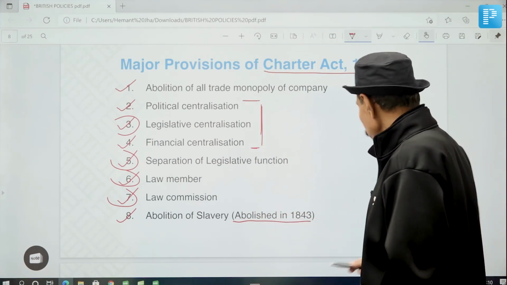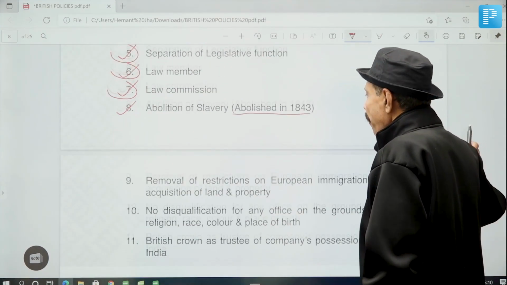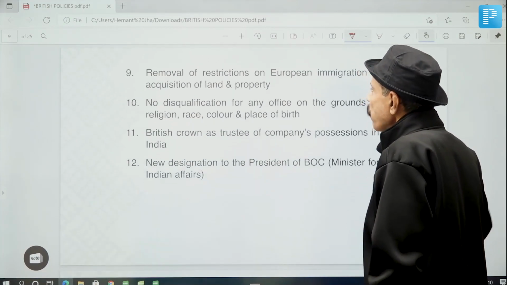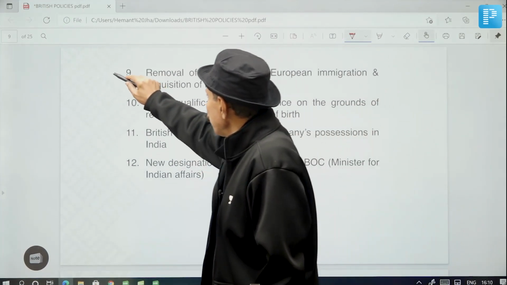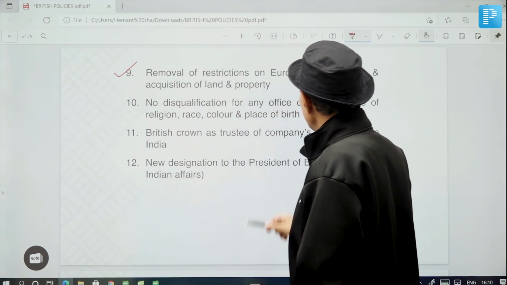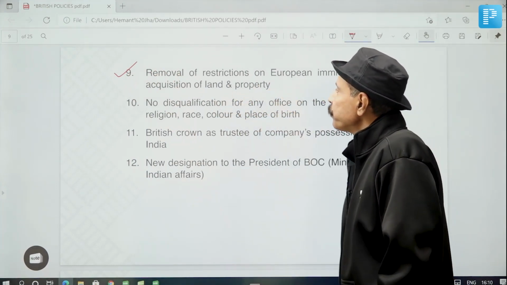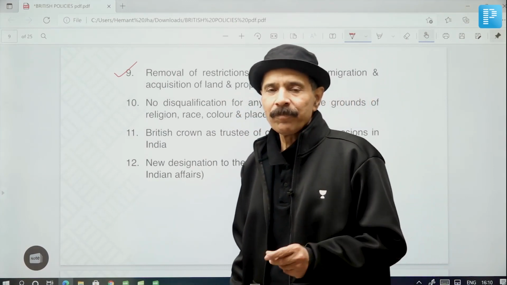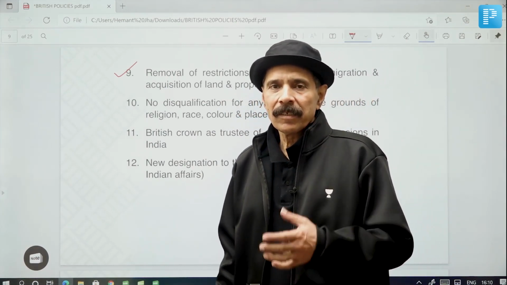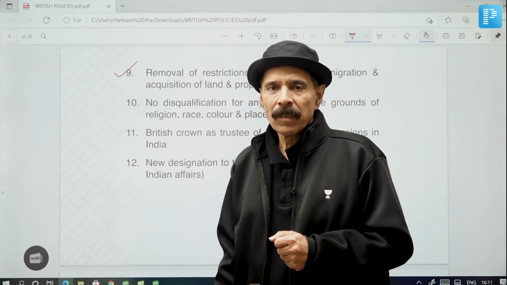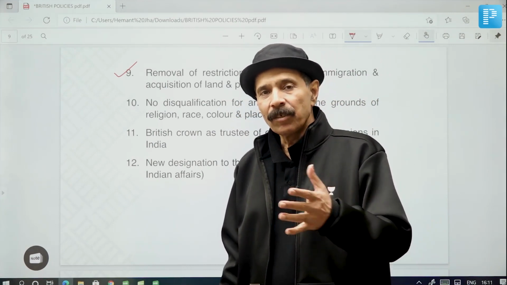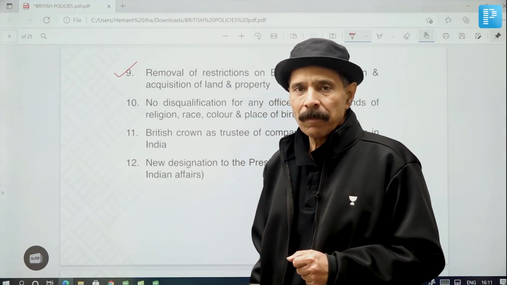Next important feature is removal of restrictions on European immigration and acquisition of land and property, that is into India. And this created ground for larger scale immigration of Europeans.